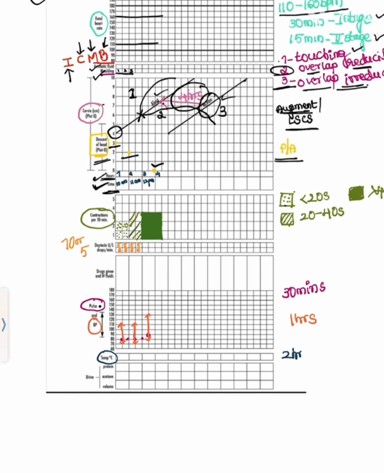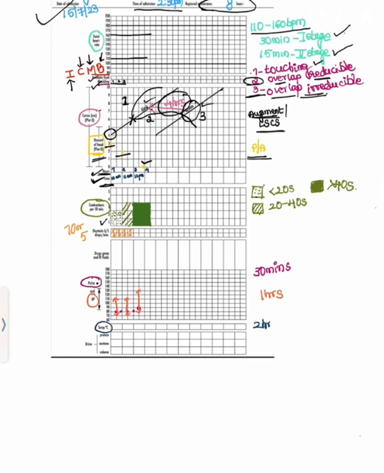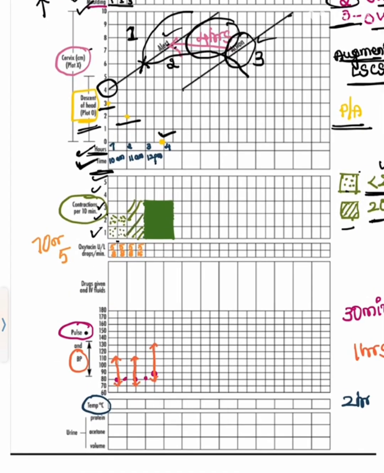Then comes the contraction. Here the number indicates the number of contractions and the marking indicates the intensity of the contractions. We'll mark it as dots if it is less than 20 seconds, as lines if it is 20 to 40 seconds, and as a block if it is more than 40 seconds. This means 2 contractions lasting for 20 seconds. This means 3 contractions lasting for more than 40 seconds.